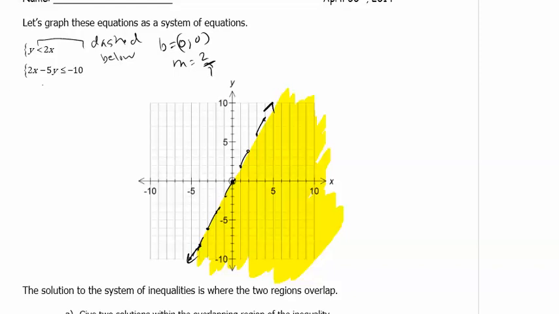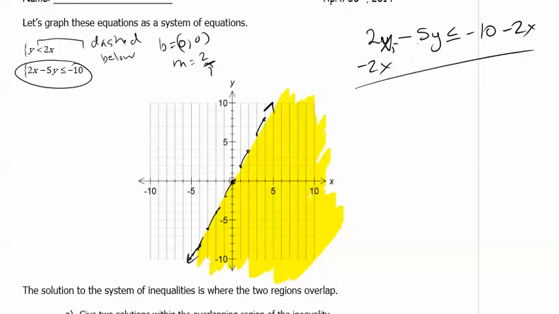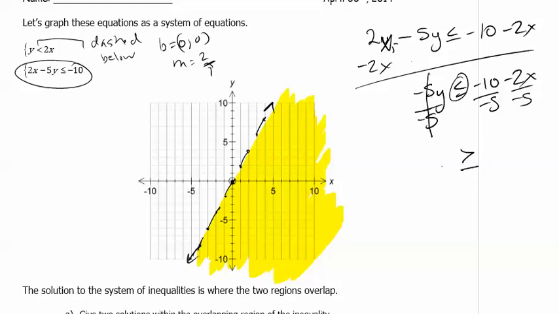Before I do that, I may have to do some things. I have two ways in which I can figure out how to graph this. I can change it to slope-intercept form. So it's 2x minus 5y is less than or equal to negative 10. What I could do is subtract 2x from both sides to get it in slope-intercept form. That's negative 5y is less than or equal to negative 10 minus 2x. Then I'm going to have to divide by negative 5. Remember that when you divide by a negative, that's going to reverse your inequality symbol. So instead of less than or equal to, it's now going to be greater than or equal to. So these negative 5's will cancel.